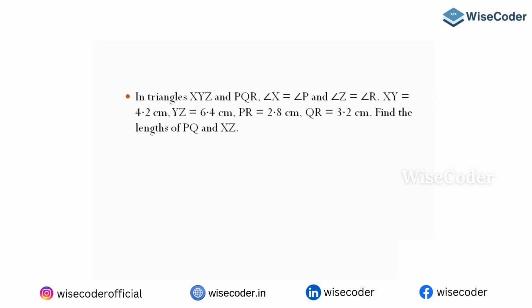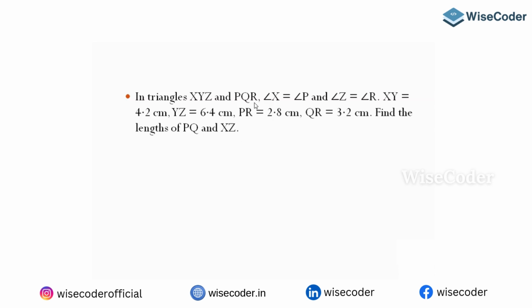What is the next question? They were talking about triangles XYZ and PQR. Angle X is equal to angle P and angle Z is equal to angle R. XY is equal to 4.2 centimeters. YZ is equal to 6.4 centimeters. PR is equal to 2.8 centimeters and QR is equal to 3.2 centimeters. Find the length of PQ and XZ.